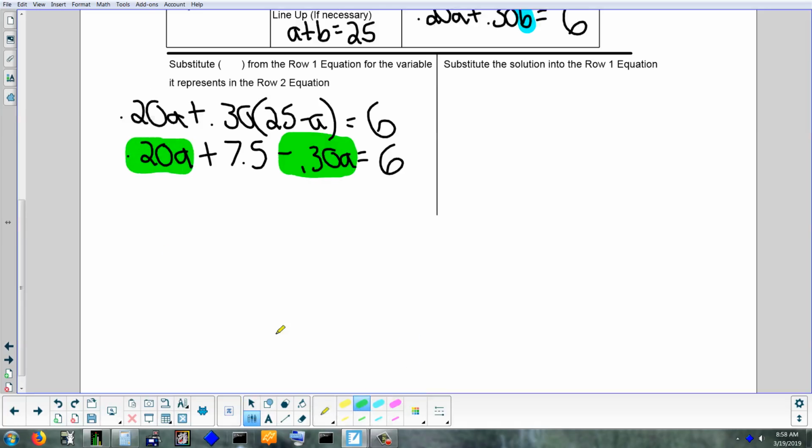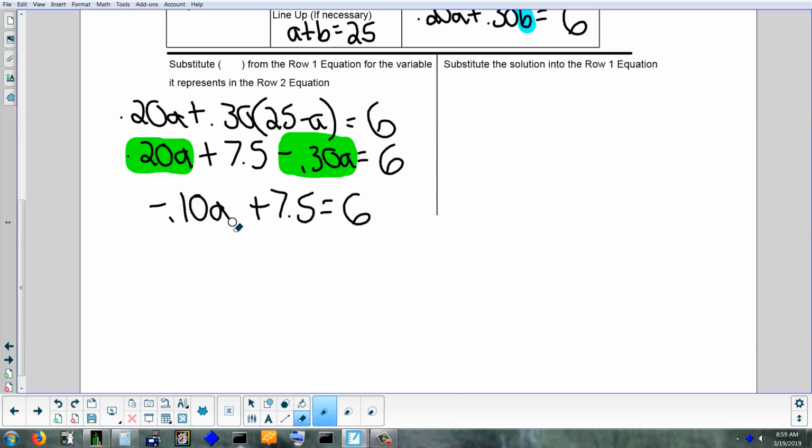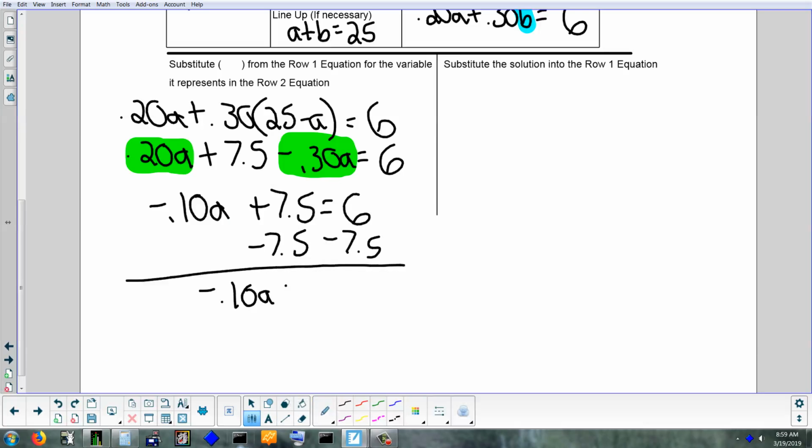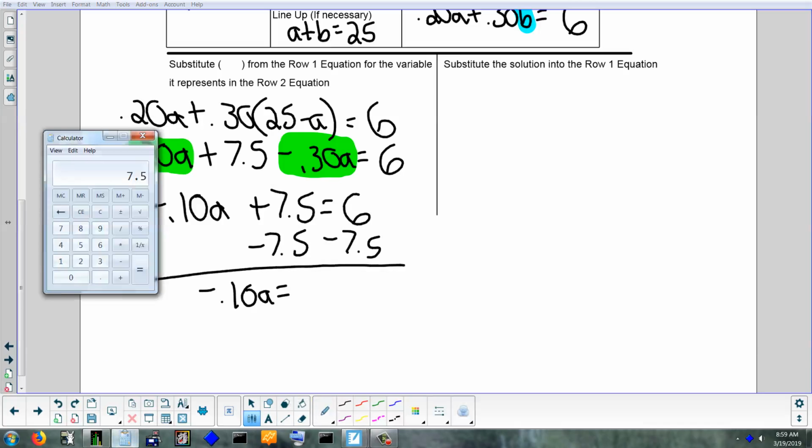Ellie? Subtract 0.28 from 0.38. So 0.20A minus 0.30A. Yes. It's going to end up giving us a negative 0.10A plus 7.5 equals 6. Now, Jelly, we can do what you said. What did you say before? Subtract 7.5. Minus 7.5 minus 7.5. So negative 0.10A equals, if you're afraid of the decimal, just pop it on your calculator.